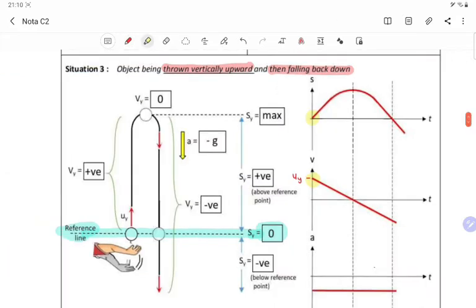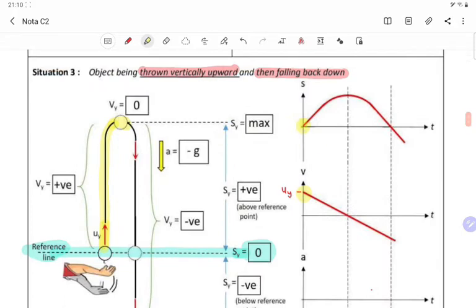Okay, apabila objek itu dibaling ke atas, dia punya displacement bertambah daripada kosong dan naik 1, 2, 3, 4, 5, 6, 7, 8, 9, 10. Okay, contohnya sampai 10 meter. Dan di sini dia berhenti. Okay, so dekat graf kita nampak dia naik dan dia sampai di sini dia dah tak ada pertambahan S. Maksudnya dia telah berhenti di atas.